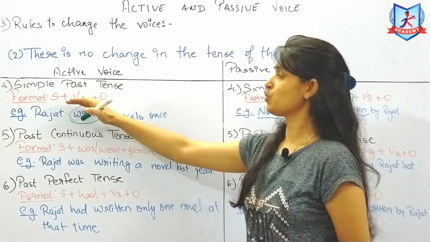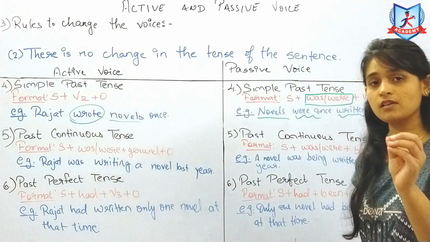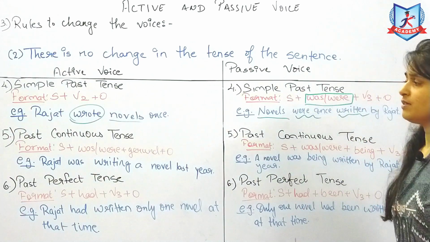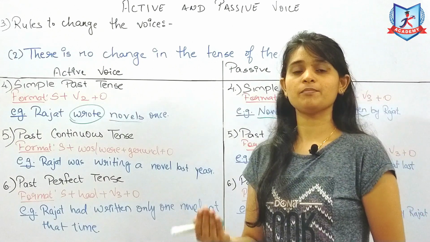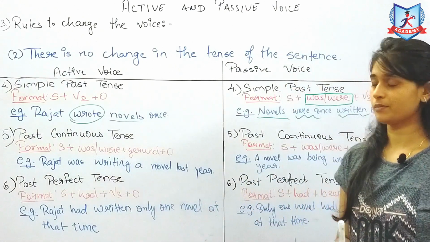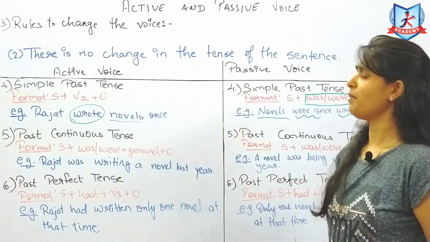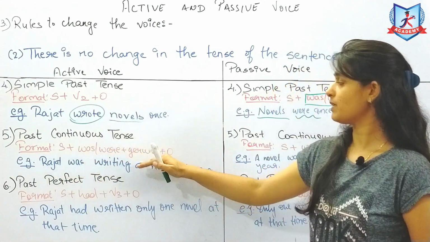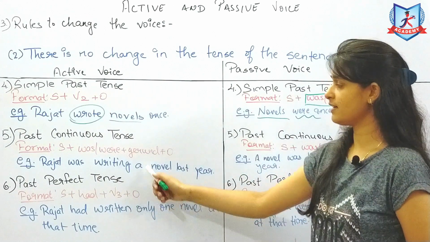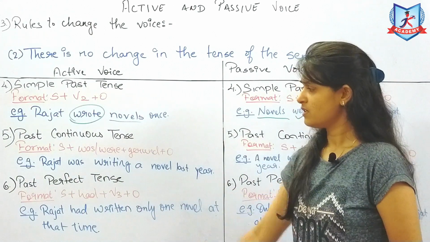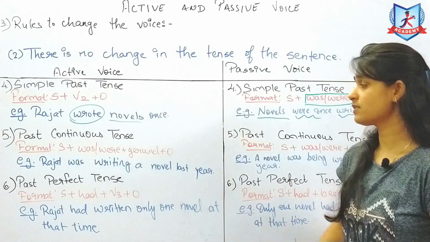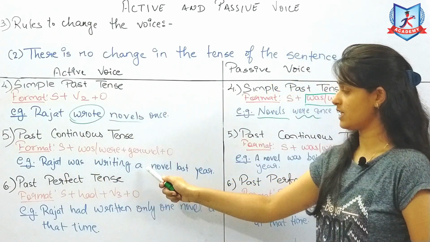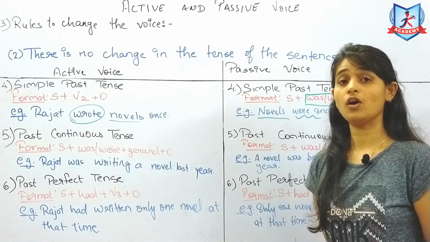Again, जो V2 form of verb होता है, that is converted into was or were plus V3 form of verb. Present tense में am is are add करते थे, past में was or were. Past continuous tense, the format is subject plus was verb plus gerund plus object. Again gerund, ing form of the verb. Rajat was writing a novel last year. So Rajat is my subject plus was writing is a gerund, a novel is my object.